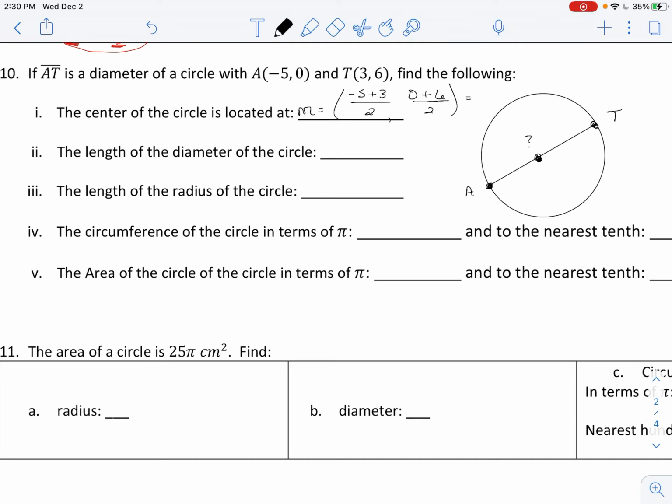-5 plus 3 is -2. Cut -2 in half, you get -1. 0 plus 6 is +6. Cut that in half, you get 3. That means the coordinates right here would be at (-1, 3) if I had graph paper and was trying to graph it.